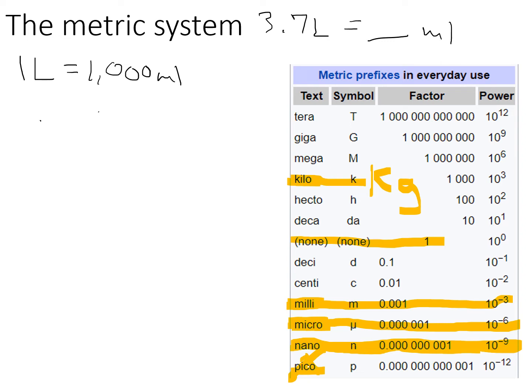Kilo, the base, milli, micro, nano, and the base that would just be M for meter, L for liter, and for mass it could be gram. So these are the base right there. Okay, cool. The metric system, more of that.